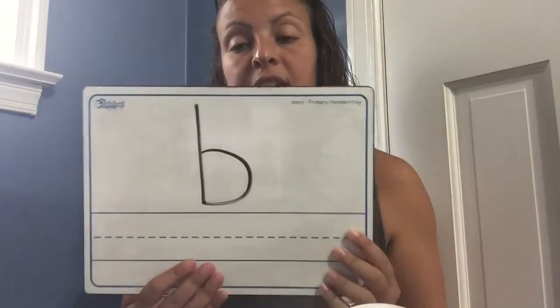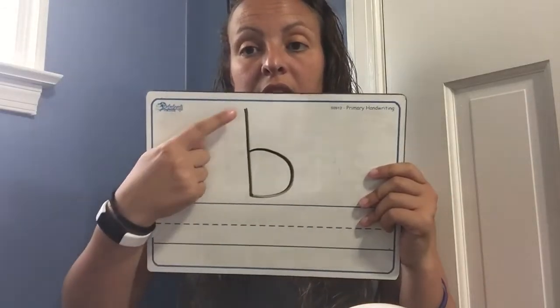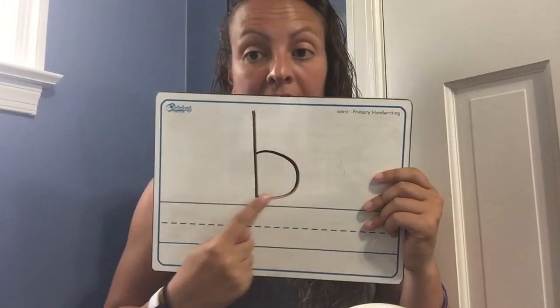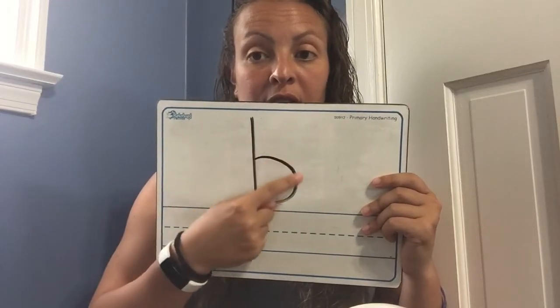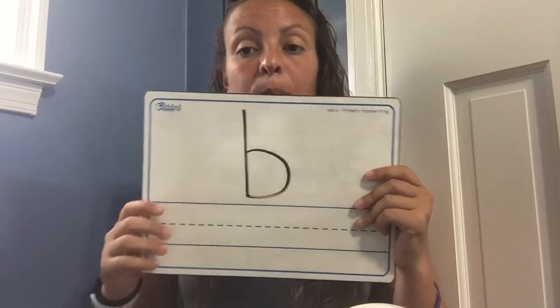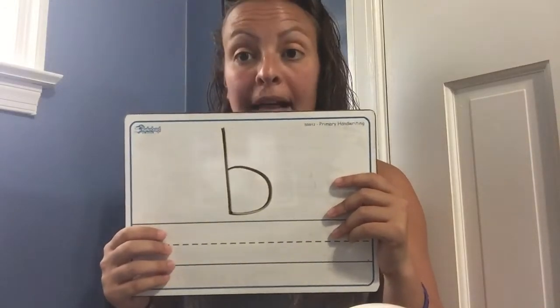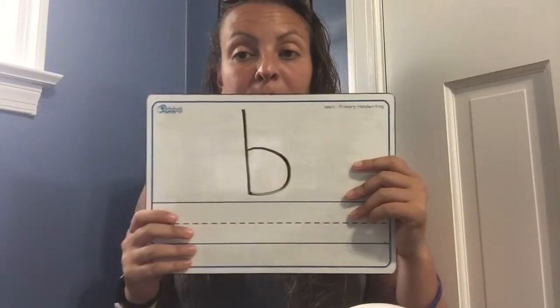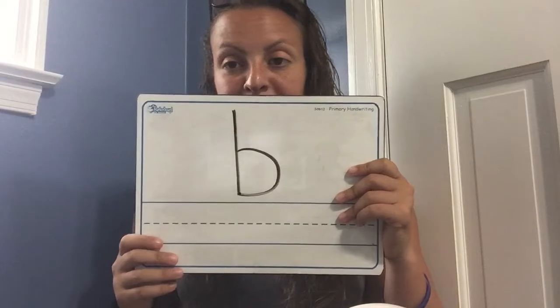Another trick I like is looking at a lowercase b. I usually say B has a belly. So that means the belly goes in front of the line. So B has a belly, and belly begins with B. So sometimes I try to remember it that way. B has the belly in front.